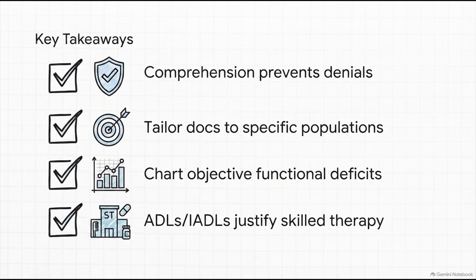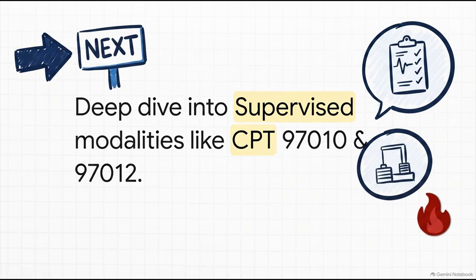You guys now have the foundational clinical mindset required for flawless coding. Now that our foundation is bulletproof, you won't want to miss what is coming up next. In Part 2 of our masterclass, we are diving deep into the highly anticipated technical CPT coding. We'll be unpacking supervised modalities, specifically looking at the nuances of billing hot and cold packs under CPT 97010 and mechanical traction under CPT 97012. We're going to take all this clinical theory we just learned and apply it directly to the codes.